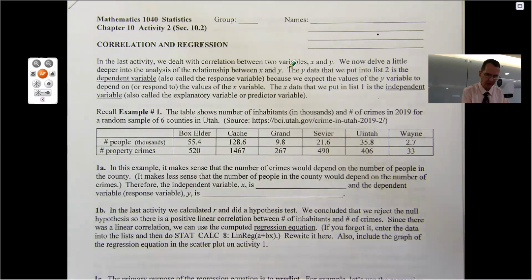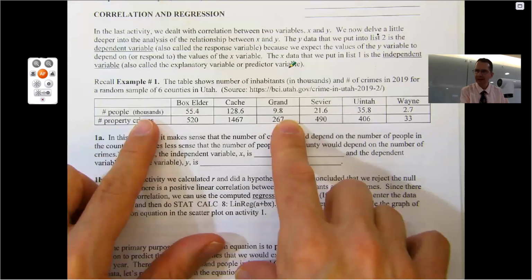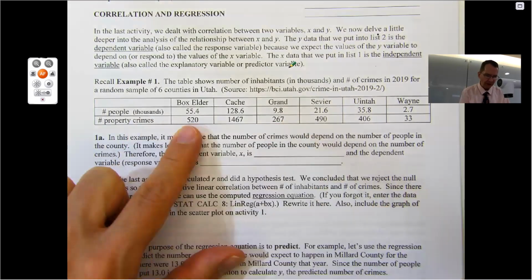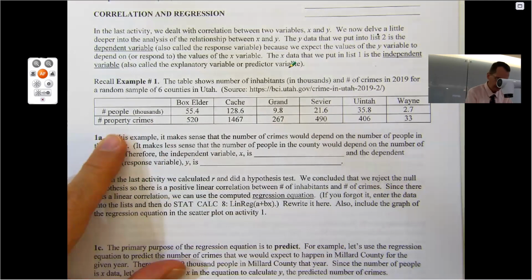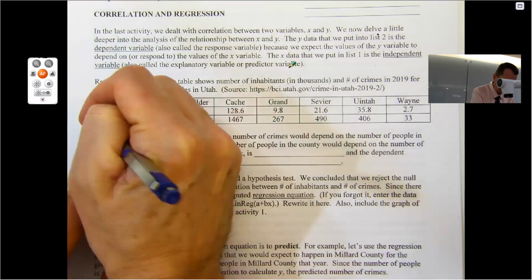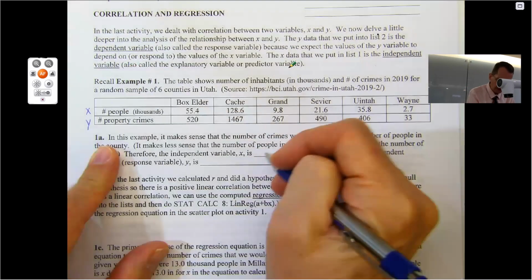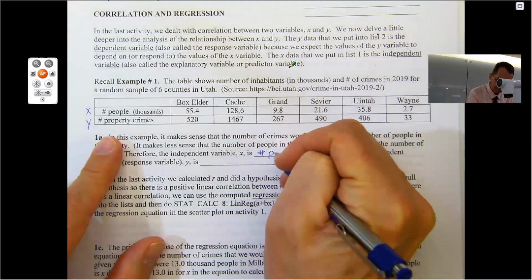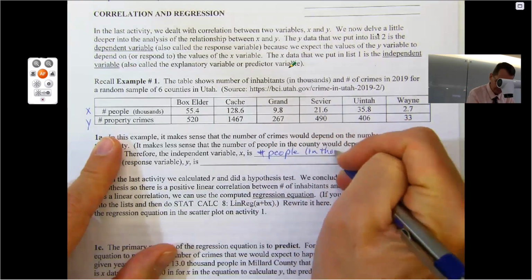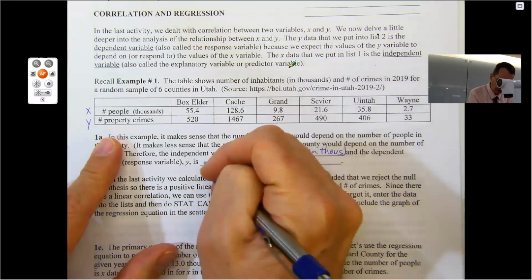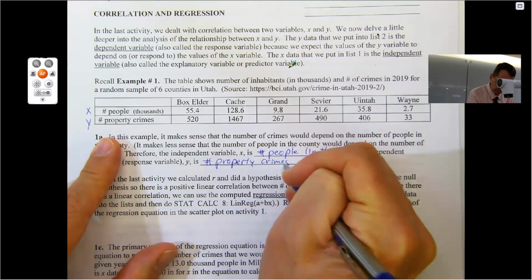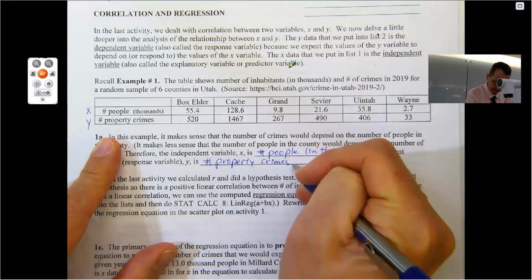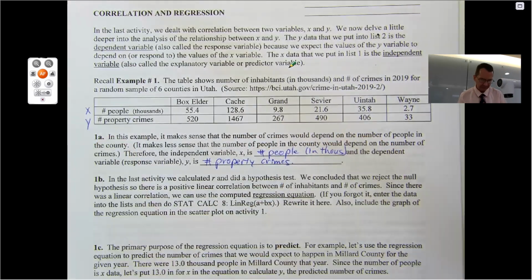So going back to our number of people and number of property crimes data, which makes more sense to be the independent variable, the number of people or the number of property crimes? The number of people is independent and the number of property crimes would be dependent. So X is the number of people in thousands, and Y is the number of property crimes. And we found out that we have our data here in list 1 and list 2.